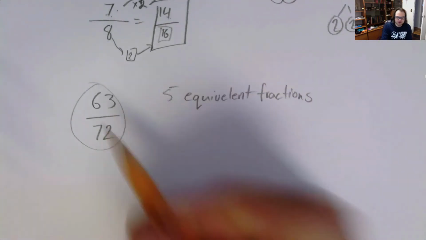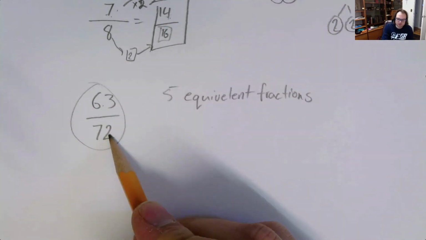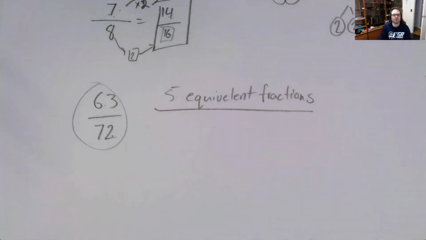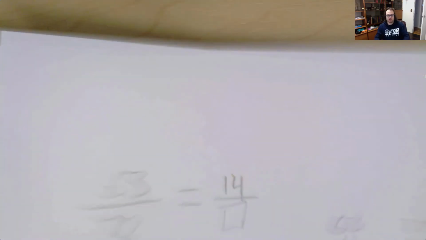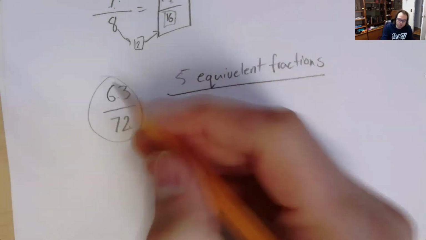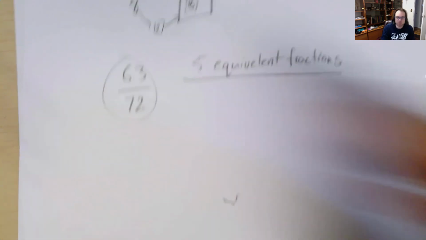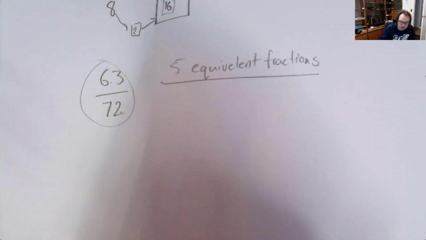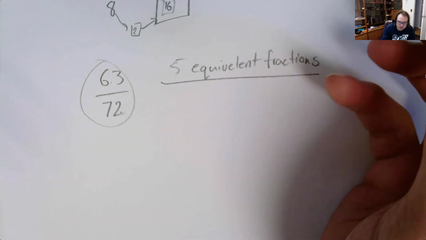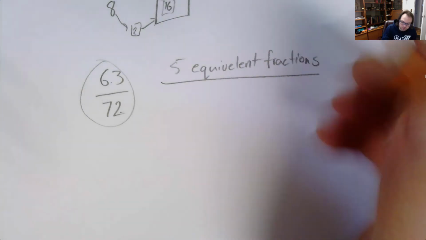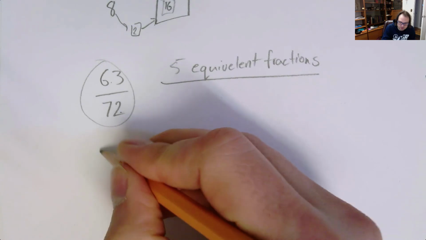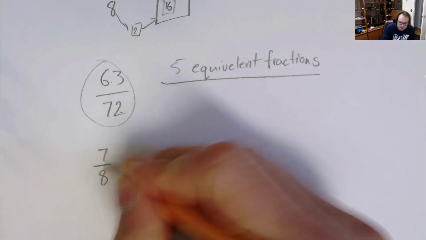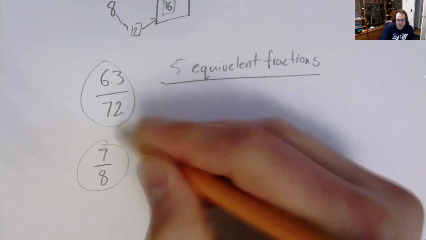So now let's say we have 63 over 72, and I want 5 equivalent fractions. So that's the same thing as we had up here. So first thing I'm going to do is put this in the simplest form possible, and that's 1 equivalent fraction. The simplest form would be, as we found out before when we prime factorized it, 7 over 8. So right here is 1 equivalent fraction.